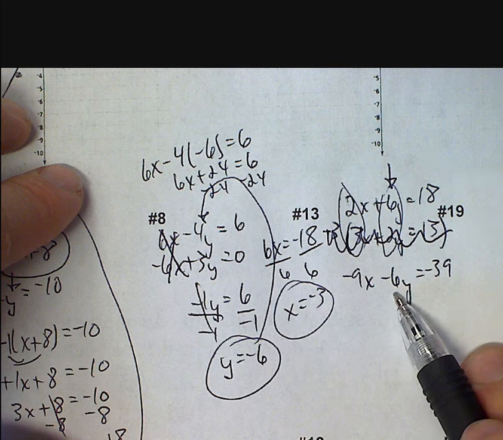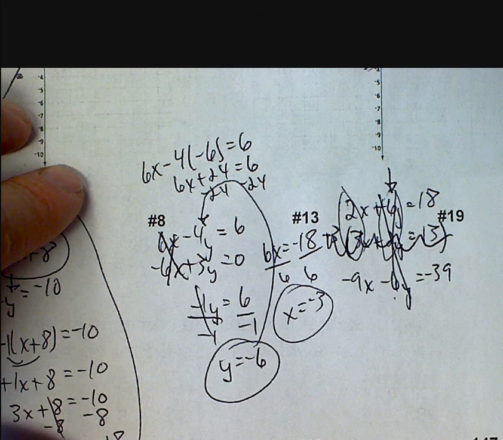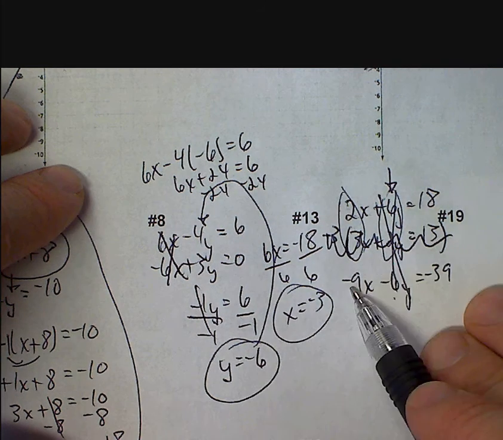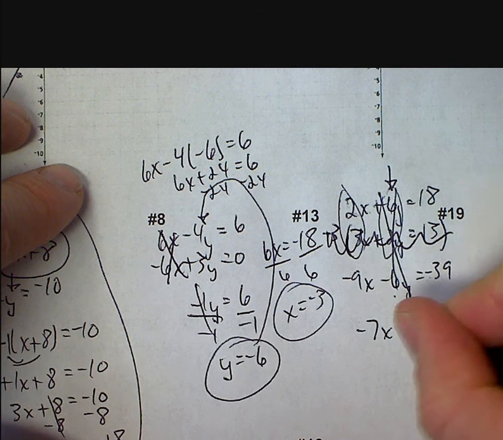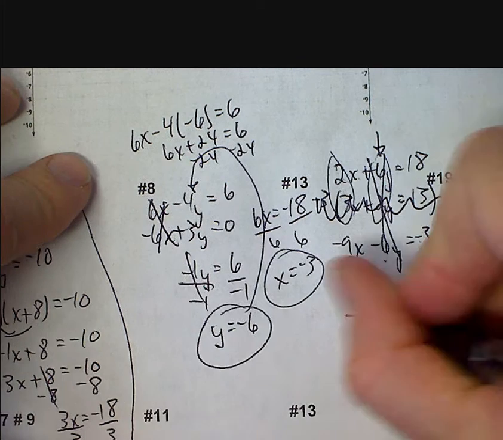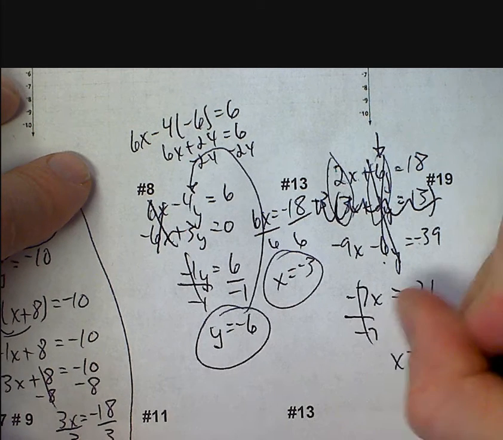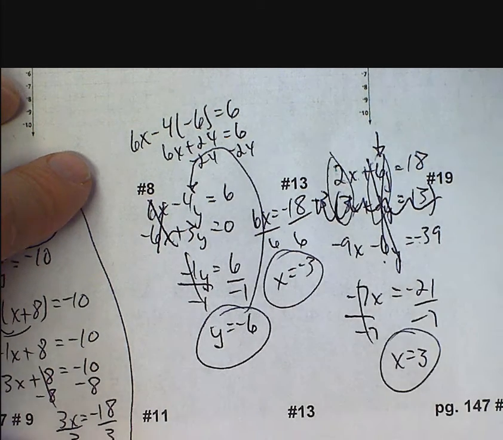So what eliminates? These two eliminate. 2x minus 9x is negative 7x. 18 minus 39 is negative 21. Divide by negative 7, x equals 3.